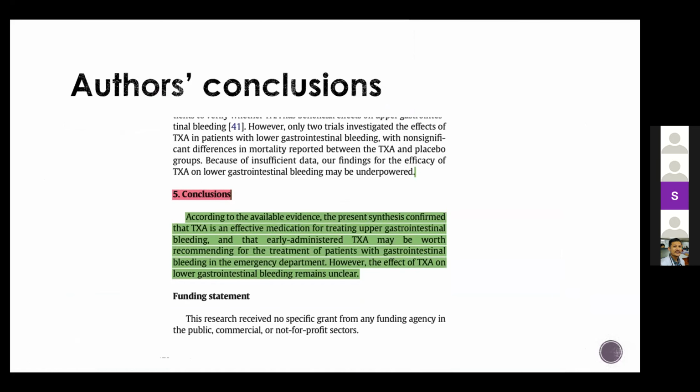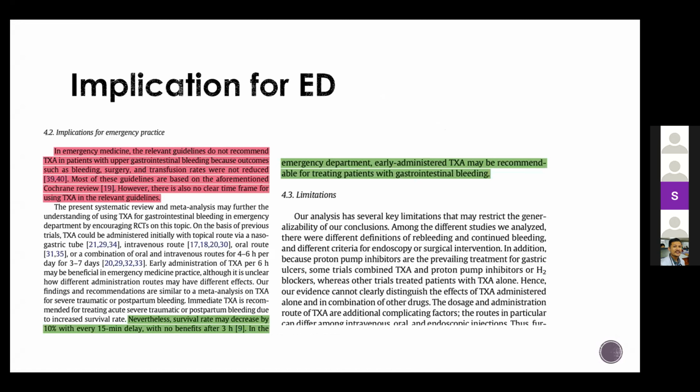But in this slide, the authors conclude that according to the available evidence, the synthesis confirmed that tranexamic acid is an effective medication for treating upper GI bleeds, and that early administration of tranexamic acid may be worth recommending for patients with gastrointestinal bleed in the emergency department. However, the effect of tranexamic acid on lower GI bleed remains unclear. So they made the conclusion. What is the implication, and can we apply it to our ED or not? I'll come to this slide later on.